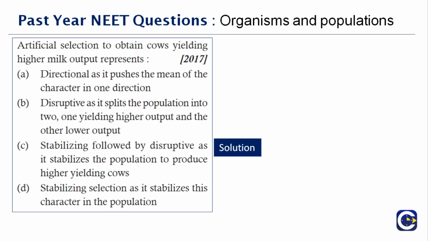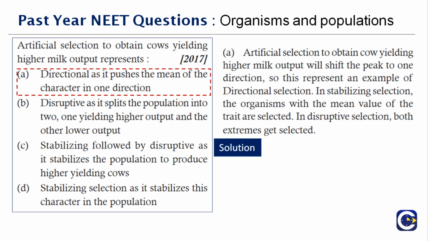So what is it actually? It is a directional selection. Therefore, the right answer is option A. If you take the rest, the disruptive or stabilizing selection, in stabilizing the organisms with the mean value of the trait are selected, while in disruptive both extremes get selected. So with directional, you go only for the cows that yield high milk output. Therefore, the right answer is option A.